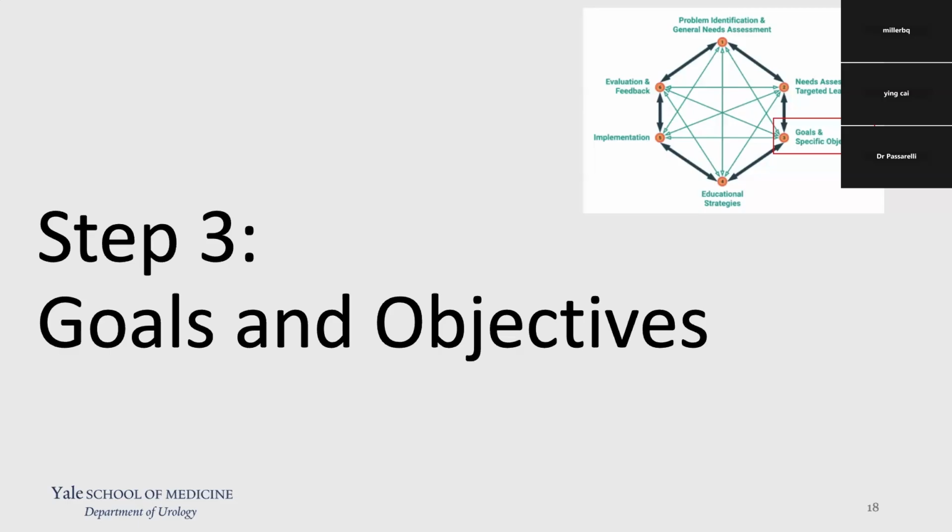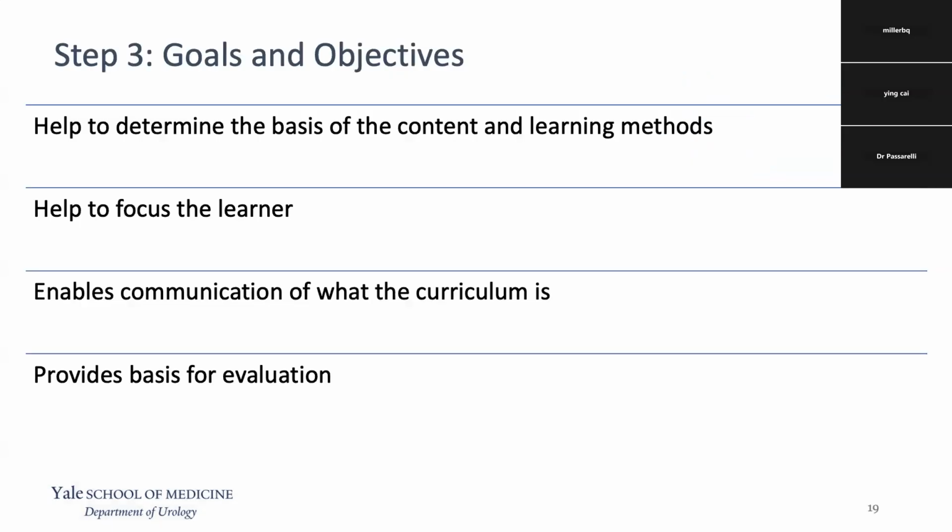So step 3 is goals and objectives. So this is a little straightforward. What you want to do before you jump into just starting your curriculum is create your goals and objectives to help to determine the basis of the context and the learning methods. It helps to focus the learner on what they should be really focusing on when going through the education. It enables a really strong communication between the educator and the learner of what the curriculum actually is and what you're trying to achieve. And it also provides the basis for evaluation in the future to see if your curriculum was successful or not.